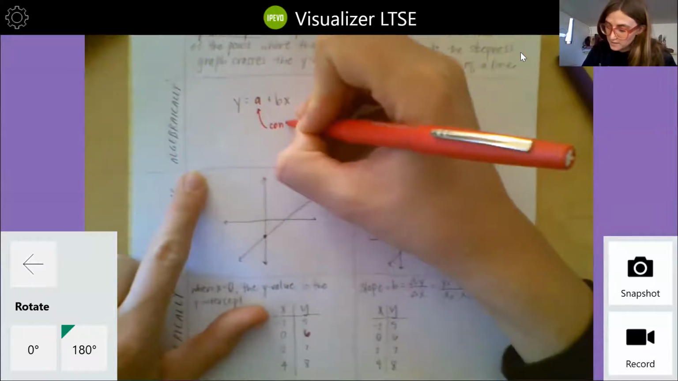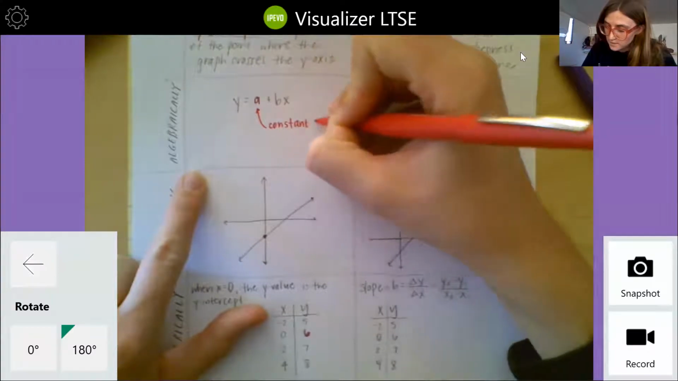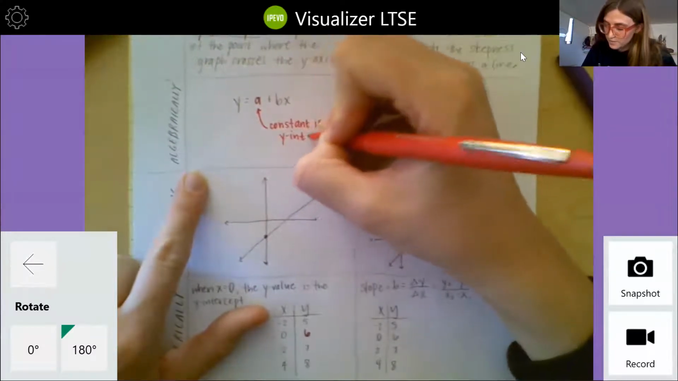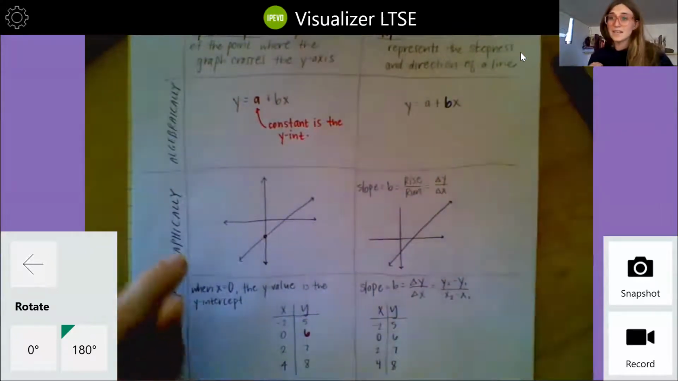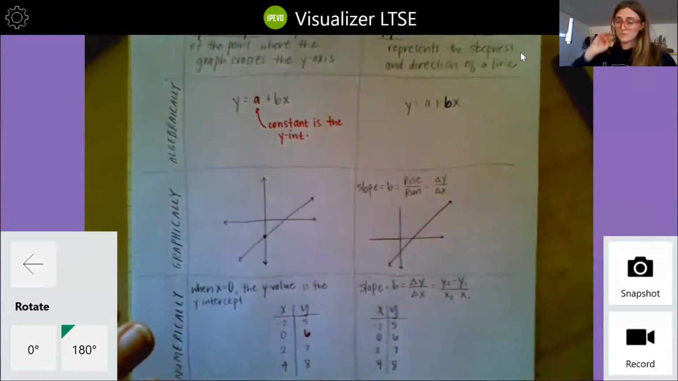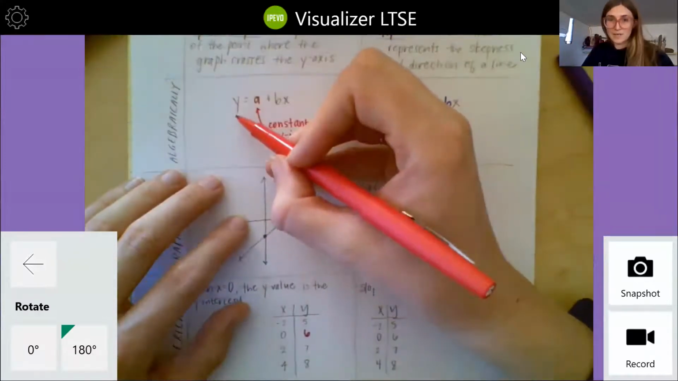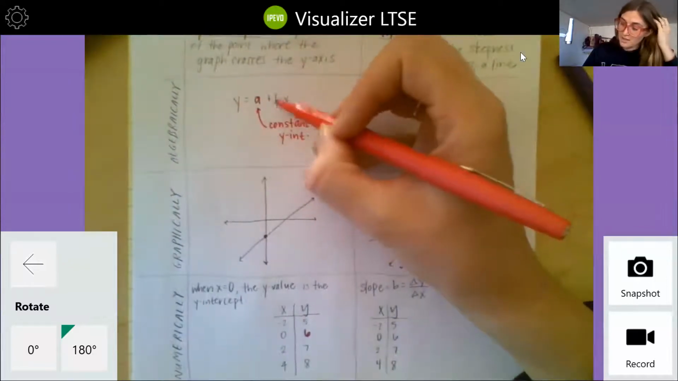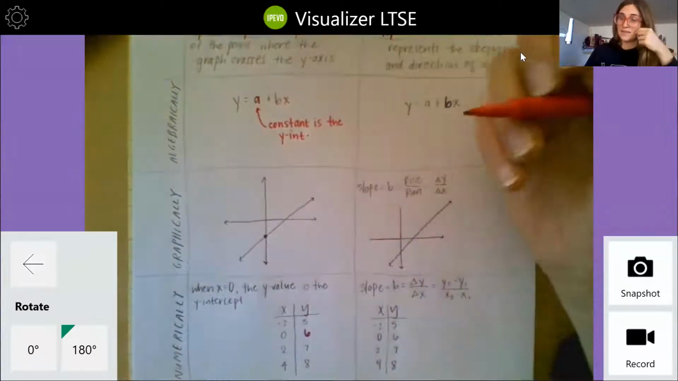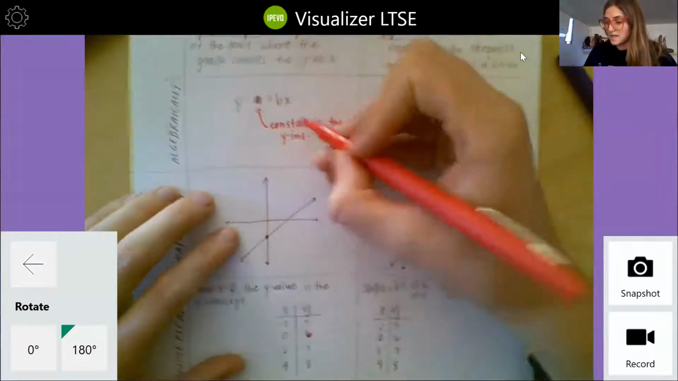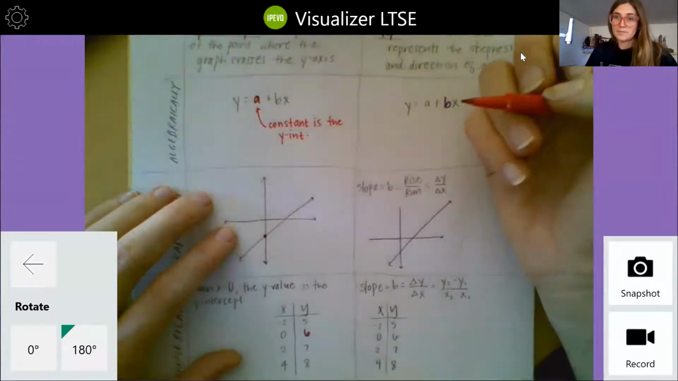So the constant is the y-intercept. This is just in intercept form, which looks like this. It has that y on one side and then equals a constant plus a number times x. And again, this constant number here, that a, is our y-intercept.